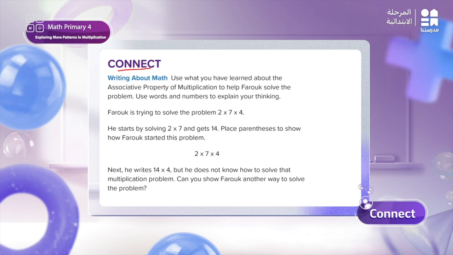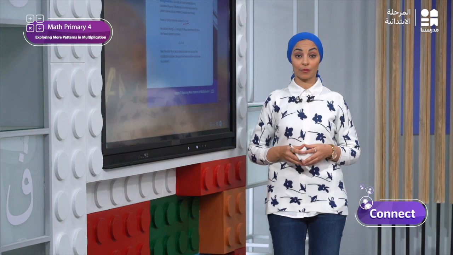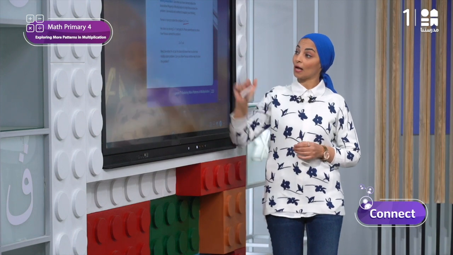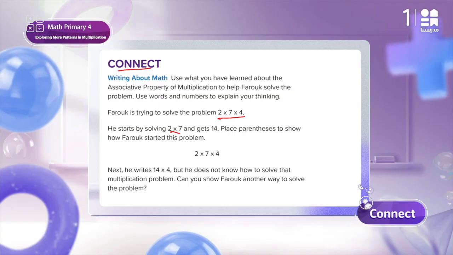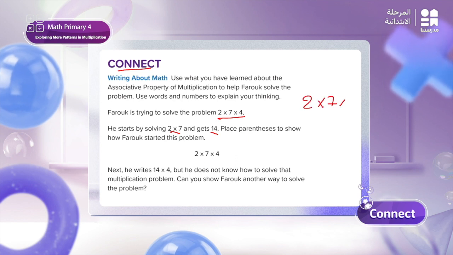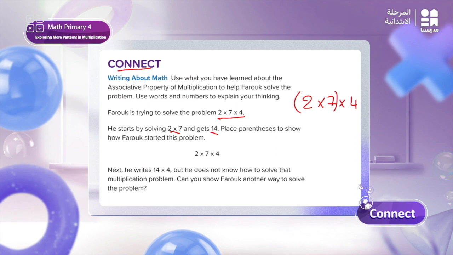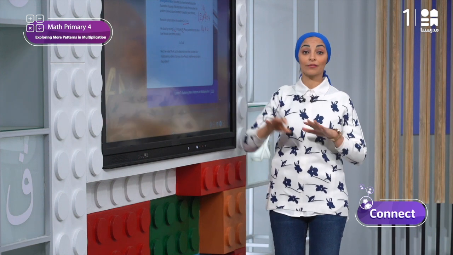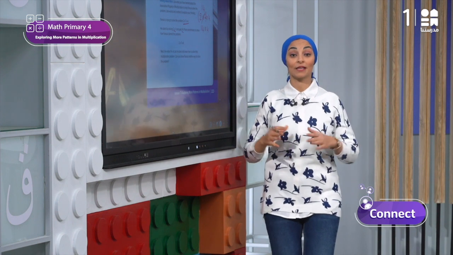Here Farouk attempts to solve the problem 2 times 7 times 4. Farouk now has to solve 2 times 7 times 4. Okay, he started by placing brackets around 2 and 7. The first thing he did was put brackets between 2 and 7 and do 2 times 7 equals 14. He put brackets between 2 times 7 and said that the answer is 14. 2 times 7 equals 14. And then he wrote 14 times 4 and then stopped. He didn't solve the rest of the problem.